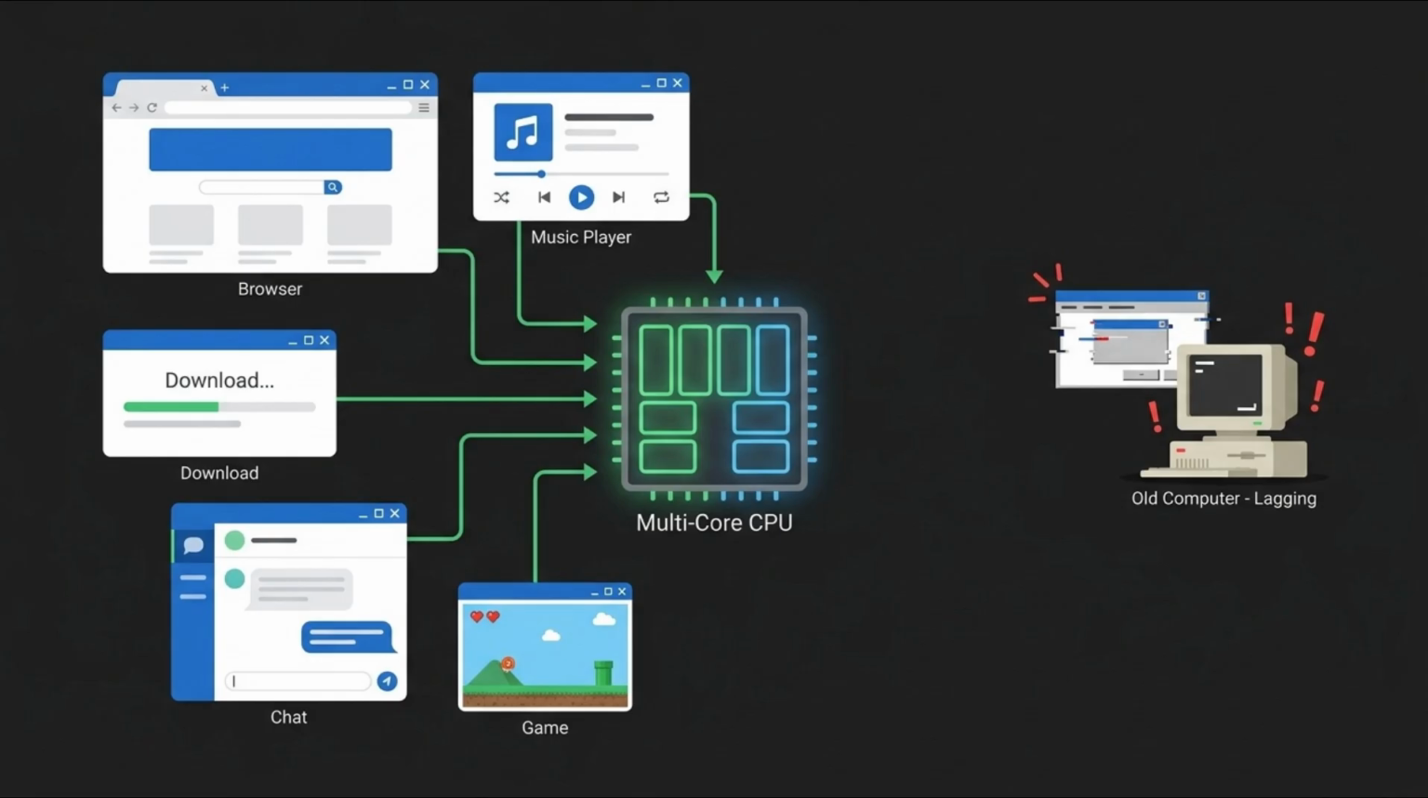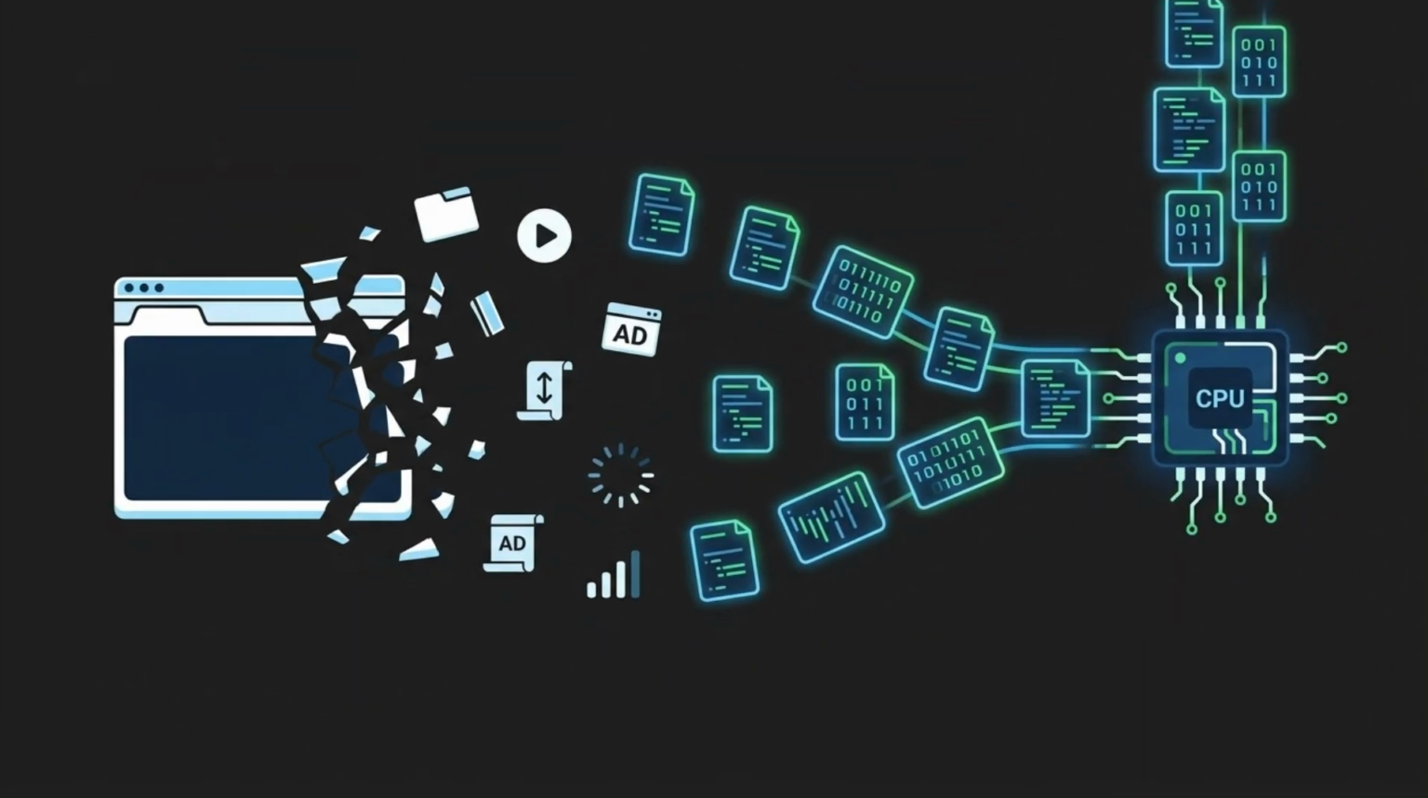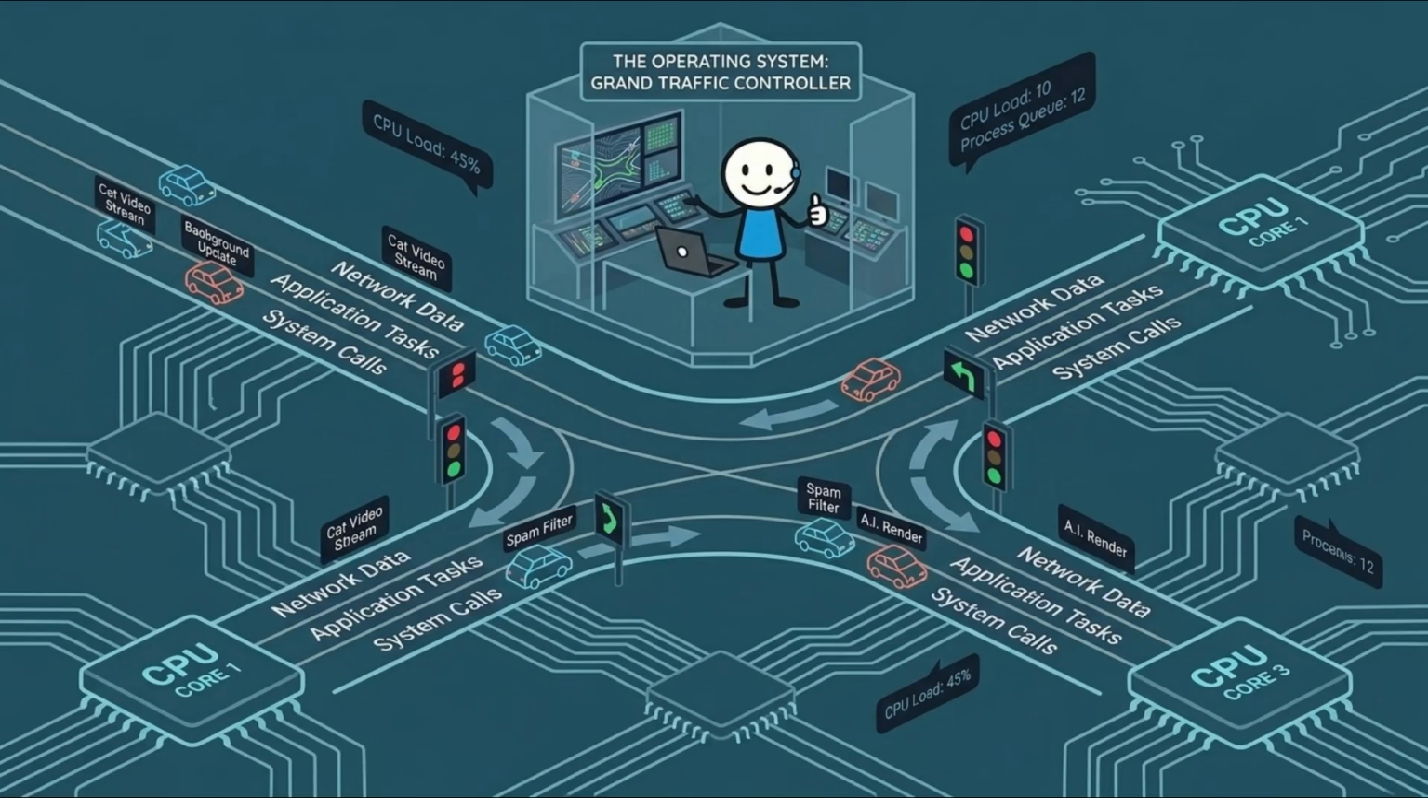But here is the important part. One core does not equal one app. Your computer does not simply say, this core runs Chrome, this core runs Spotify, and this core runs the game. Modern apps are made of many smaller tasks. The operating system constantly decides which tasks should run, which core should handle them, and when to switch between them.